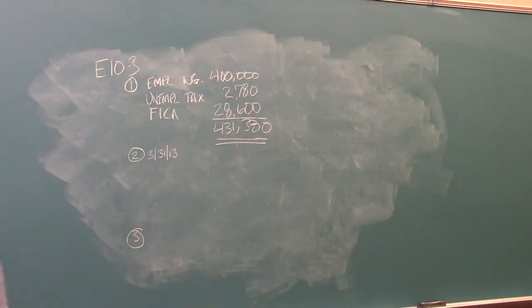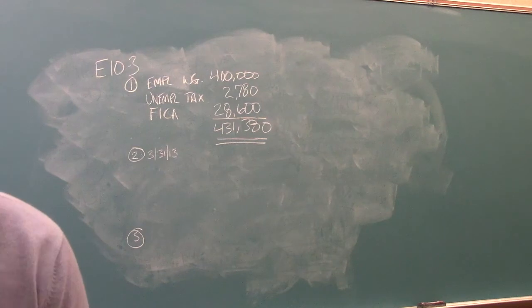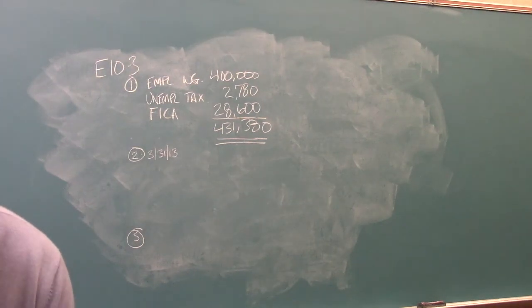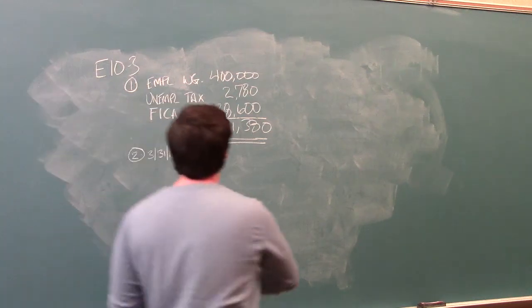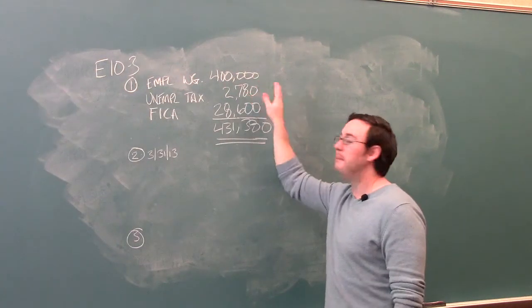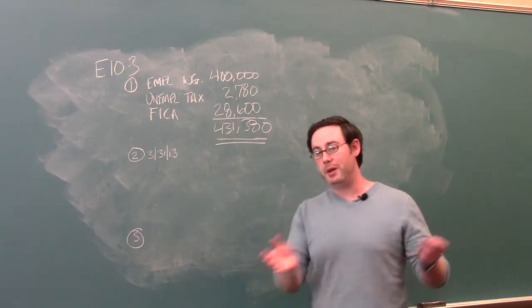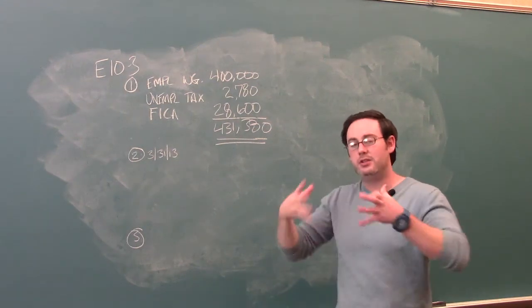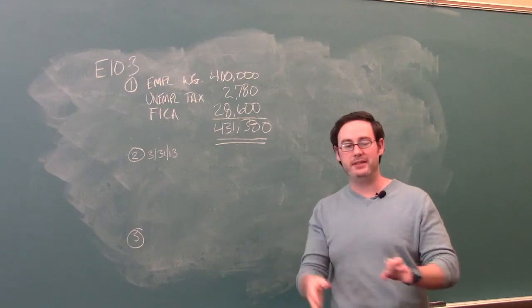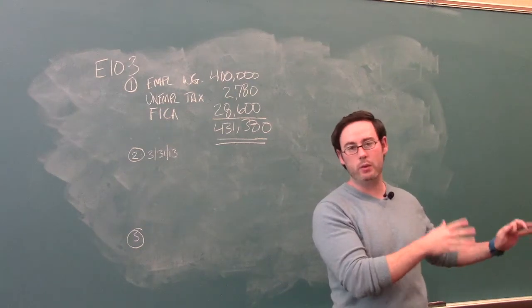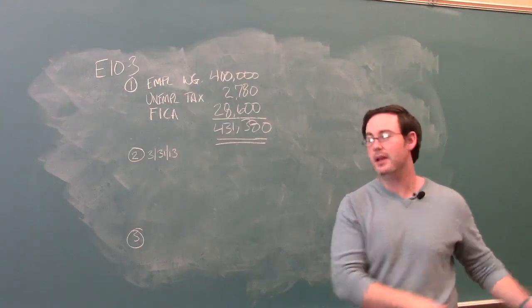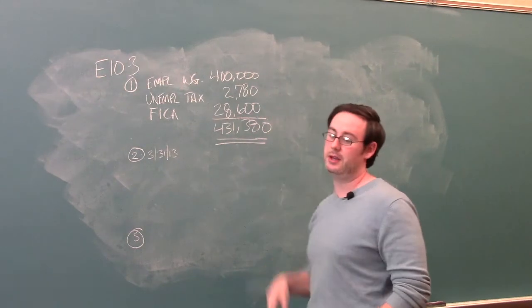Notice in this problem, we skipped over the employee income taxes withheld to get the total cost. Why? Because that portion would have been withheld from the $400,000, right? But that $400,000 is grossed up. It's the total amount that the employees earn. So from an employer's perspective, this is all the expense. This is a total expense. It's irrespective of what it is that we're going to withhold from that expense. This is the total expense to the employer.